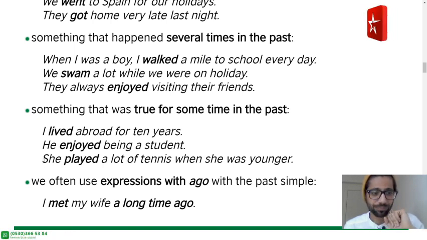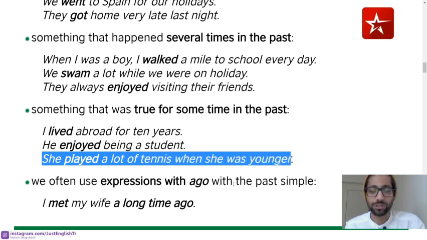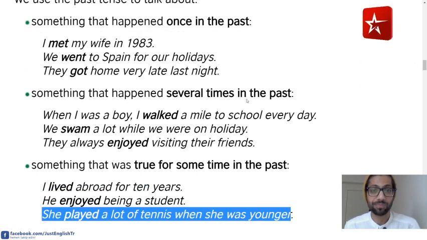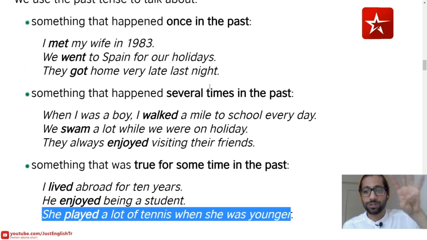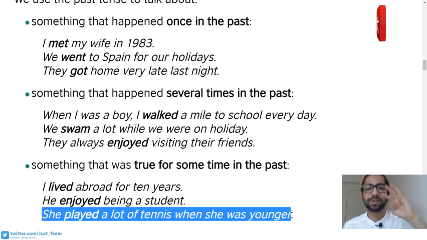She played a lot of tennis when she was younger. So when she was young, she was playing tennis. That's it. I rest my case, you see? So, once in the past, several times in the past.